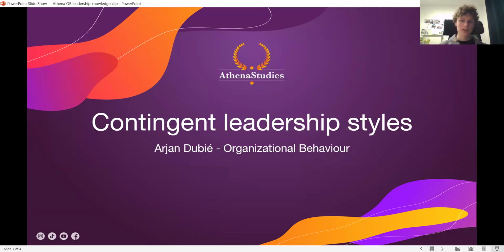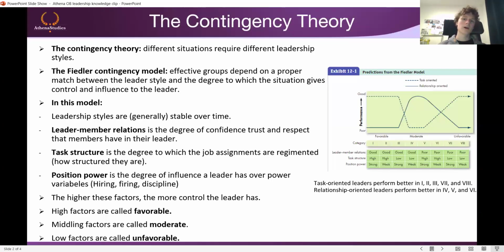Before we get started on what the contingent leadership styles in this course really are, first I wanted to quickly cover what exactly contingency theory is. The contingency theory, as we call it, states that different situations require different leadership styles. So, leadership is not something that exists in a vacuum. Instead, it exists entirely in relation to the situation, and its effectiveness is also decided by that.